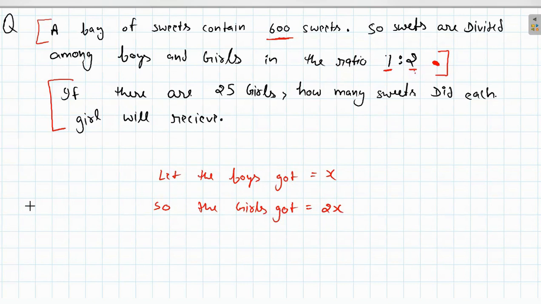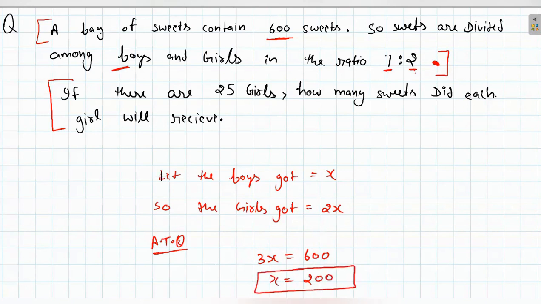How did I know the boys are getting x? Look, boys come first in the question and girls are second. Then according to the question, the summation is 3x equals 600, and x will come out to be 200. So the boys got 200 candies. How many did the girls get? 2 times 200, that is 400.